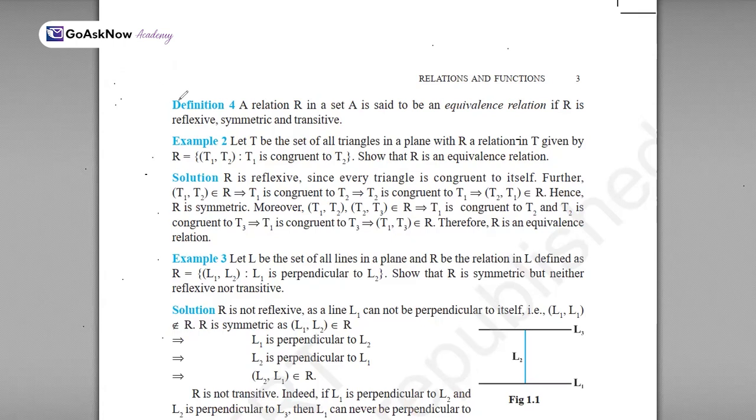So I will explain it in a visual manner. Suppose I have a plane, and here I have many types of triangles.